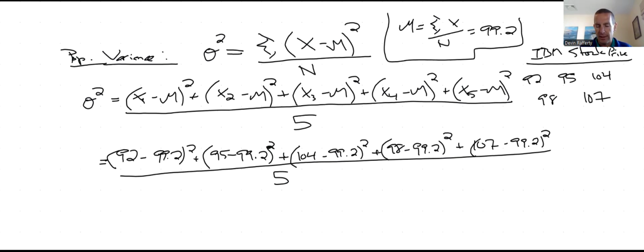Now, we're just going to calculate this. This becomes equal to 92 minus 99.2, which is negative 7.2, squared. And I'm going to work in small steps. I'm going to work in every step slowly, going step by step through it. I'm not going to try to combine multiple steps here.